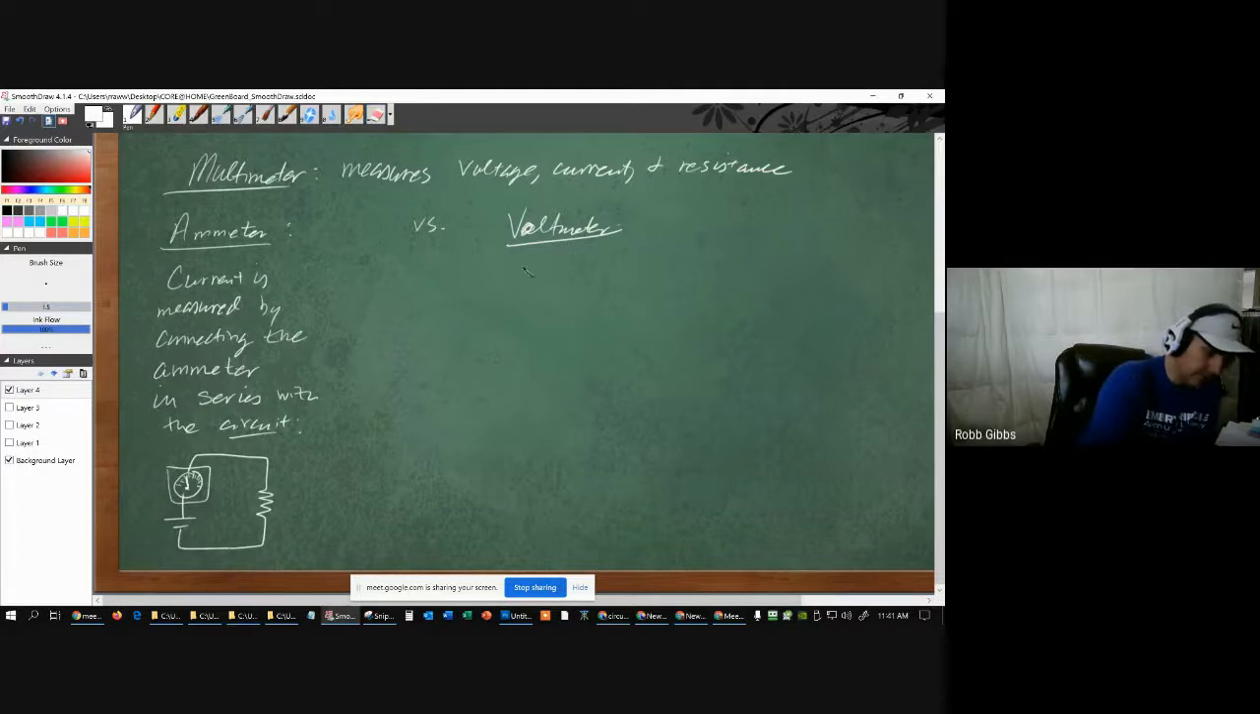However, when you're measuring voltage with the voltmeter, voltage is measured by connecting the voltmeter in parallel to the circuit. In parallel. I think I wrote two R's; that's one R with the circuit.